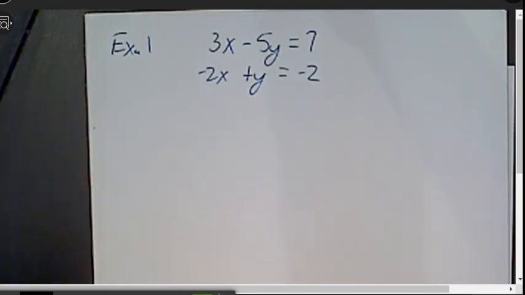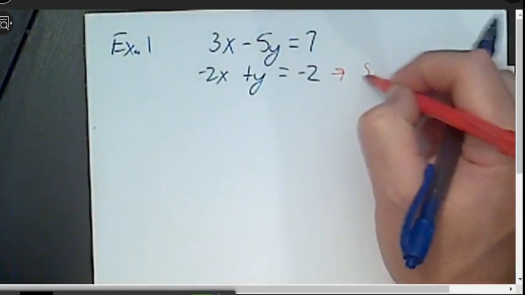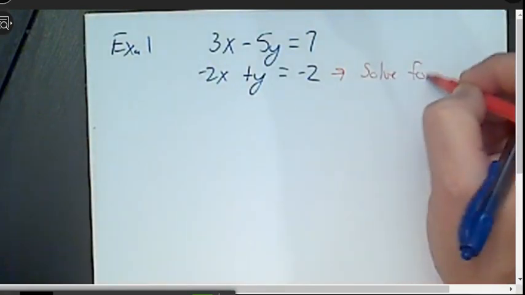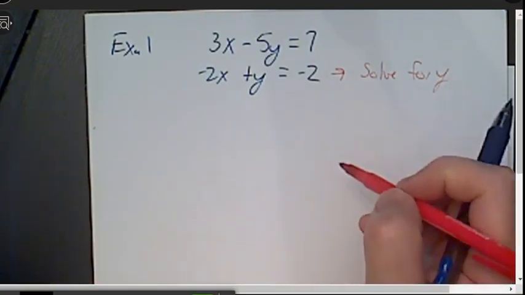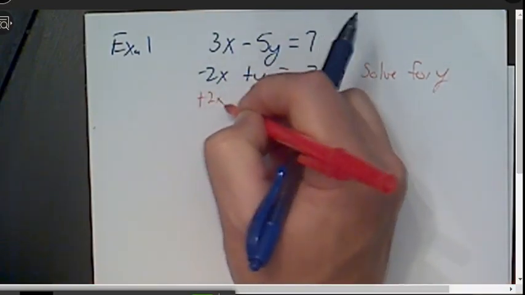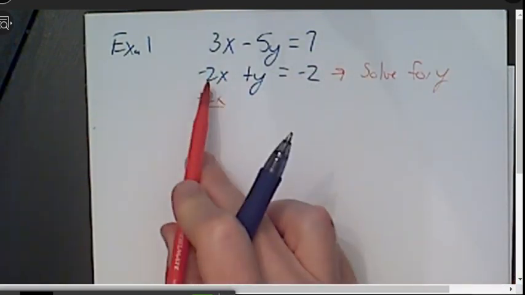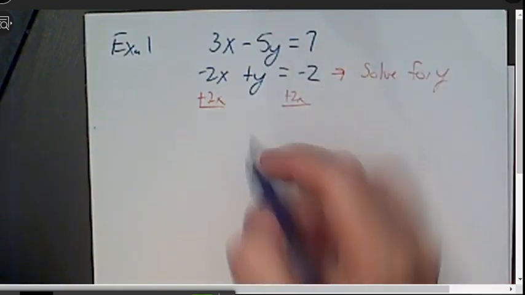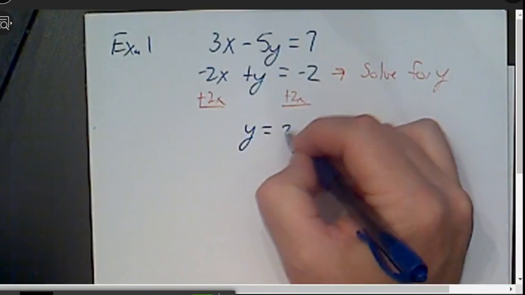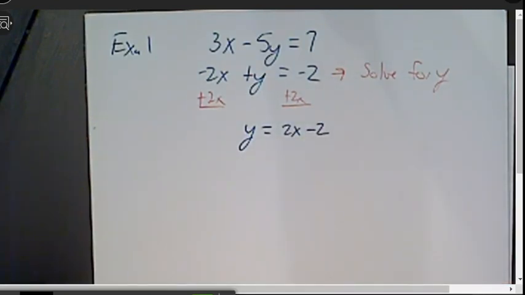All right, and usually the easiest one to solve for is the one that has the variable with 1 as a coefficient. So we're going to take this equation and solve it for y. To do that really quick, we're just going to add whatever the value of x is that's here. You're basically just going to do the opposite sign of it. This was a negative 2x, so we're just going to add 2x to both sides. If we do that, we get y is equal to 2x minus 2.